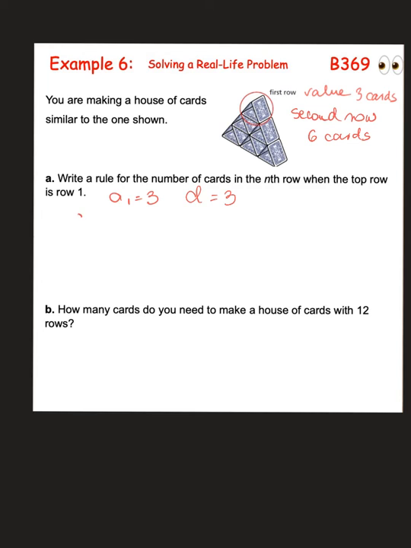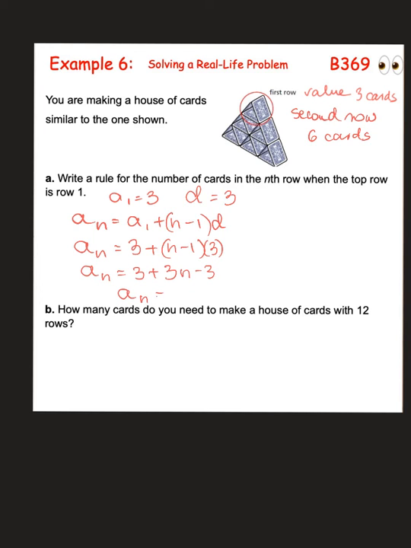So now let us write the equation or the rule for the sequence. a sub n equals a1 plus n minus 1 times the common difference. So the nth term is going to be 3 plus n minus 1 times 3. Again, I distribute the 3, so a sub n is going to be 3 plus 3n minus 3. So finally, our rule for this particular sequence is going to be 3 times n.